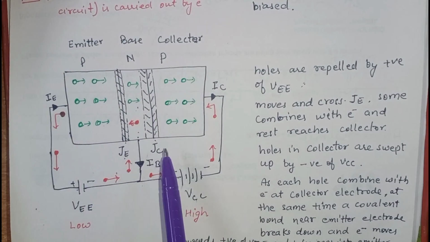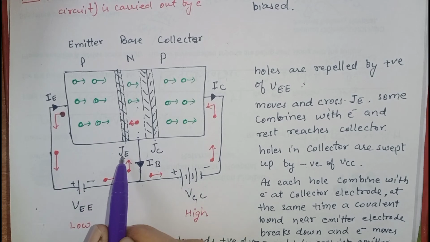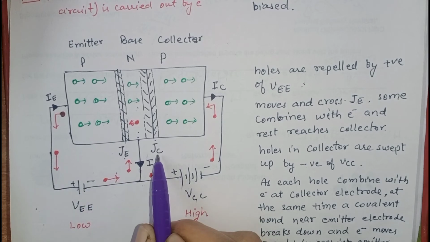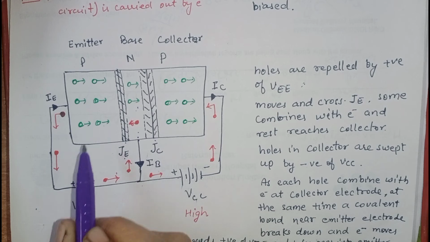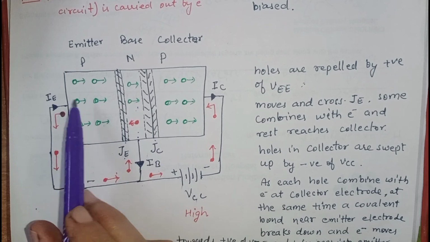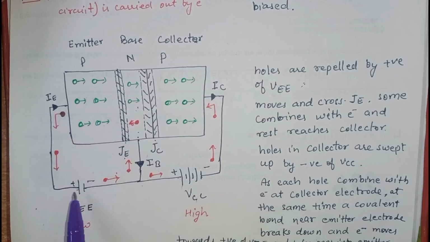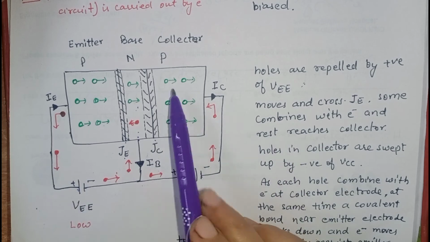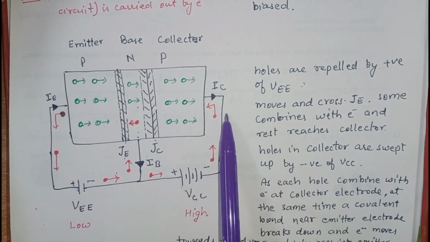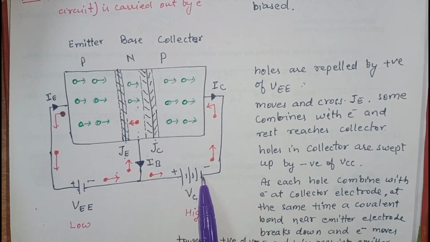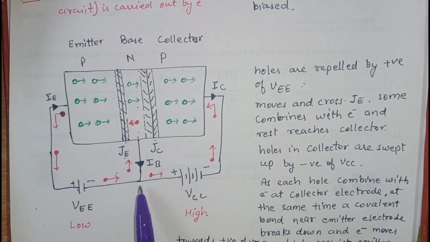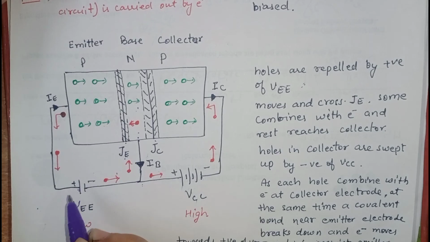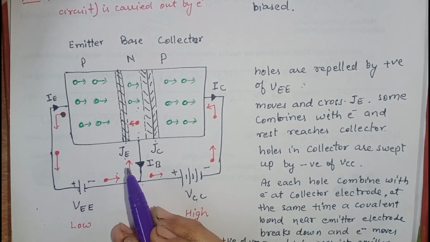To use it as an amplifier, we will forward bias the emitter base junction and reverse bias the collector base junction. To make it forward bias, we will connect the P region, this emitter region, towards the positive terminal and this collector region towards the negative terminal of the battery, and we will tie both terminals together with the base. Now let's start the operation of PNP transistor.